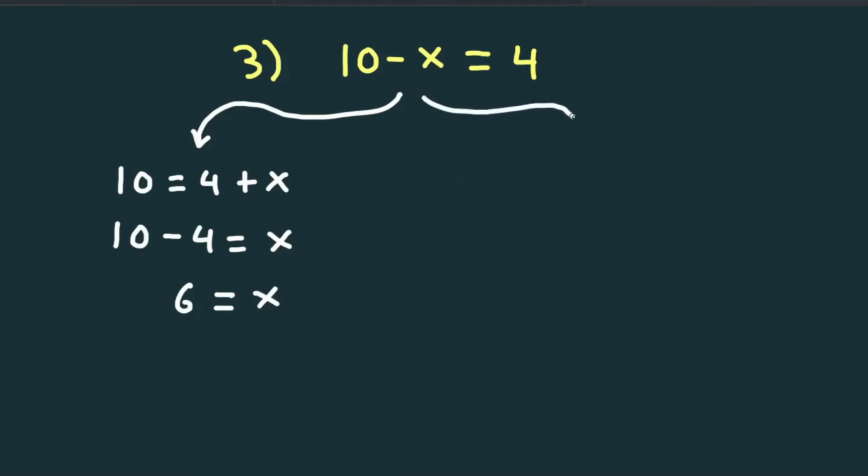And the second way, I leave minus x on the left hand side, and I take the 10 to the other side, so I will have minus x equals 4 minus 10. So minus x equals minus 6, and so x equals 6.